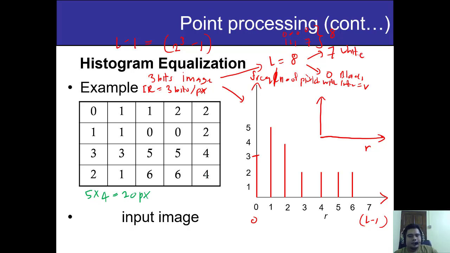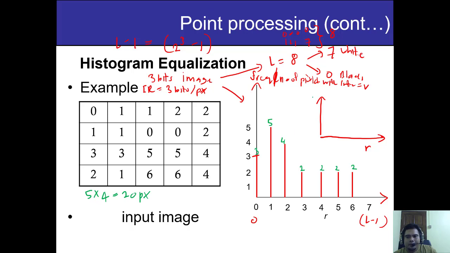Another way you can check whether it's 20 is to count over here. This one is 3, this one is 5, this one is 4, then 2, 2, 2, and 2. If you total up all these numbers, 3 plus 5 plus 4 plus 2 plus 2 plus 2 plus 2, you also get 20.